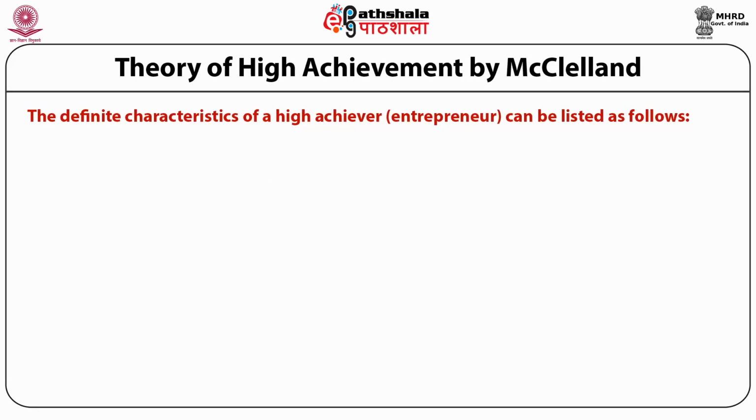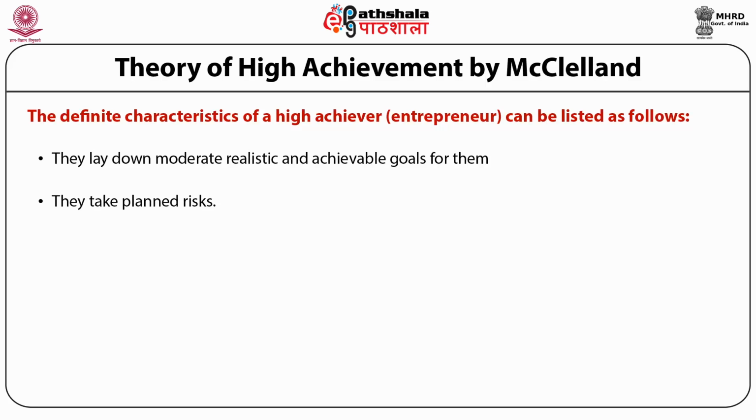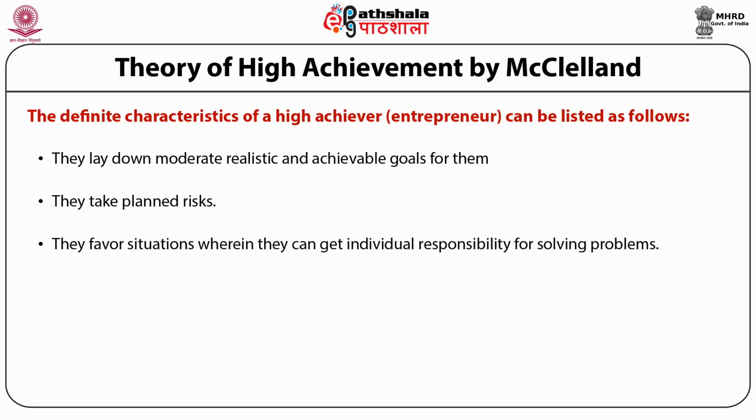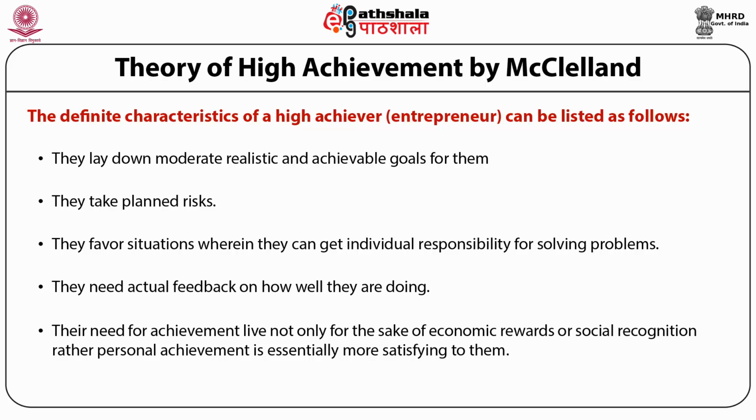The definite characteristics of a high achiever can be listed as follows. They lay down moderate, realistic, and achievable goals for themselves. They take planned risks. They favor situations wherein they can get individual responsibility for solving problems. They need actual feedback on how well they are doing. Their need for achievement lies not only in the sake of economic rewards or social recognition, rather, personal achievement is essentially more satisfying.